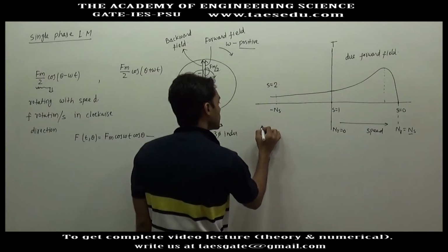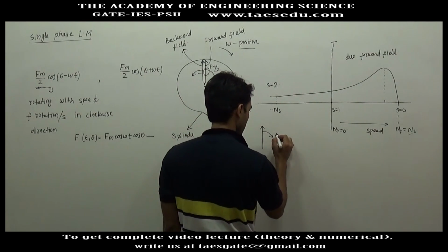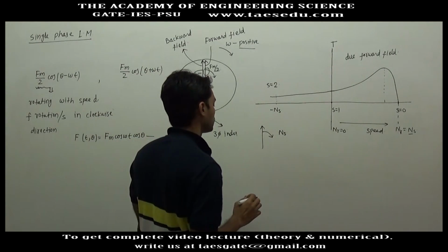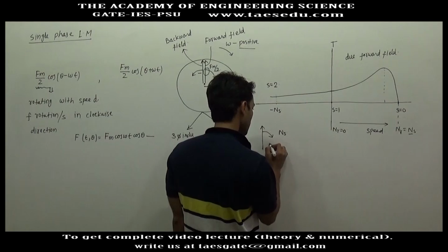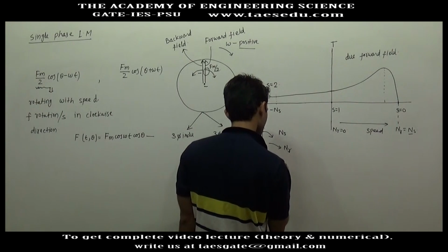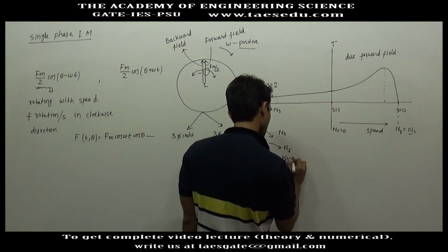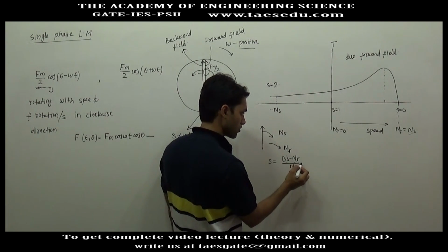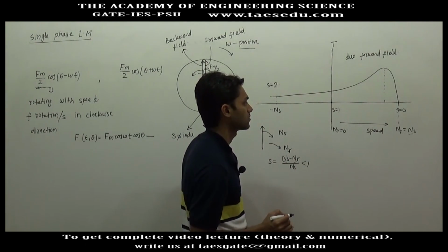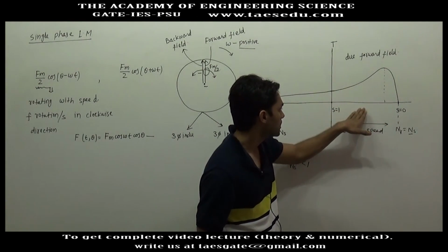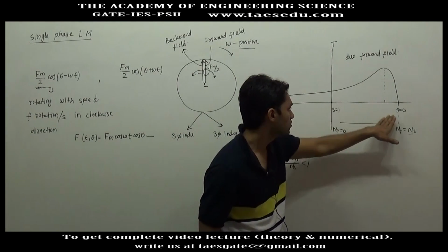See, the forward field is rotating in clockwise direction with speed ns, and if motor will rotate in clockwise direction with speed nr, what will be the slip? Ns minus nr divided by ns. So this is clockwise speed, so overall quantity will be less than 1. So for forward field, if speed of rotor is positive, we will have slip between 1 to 0.